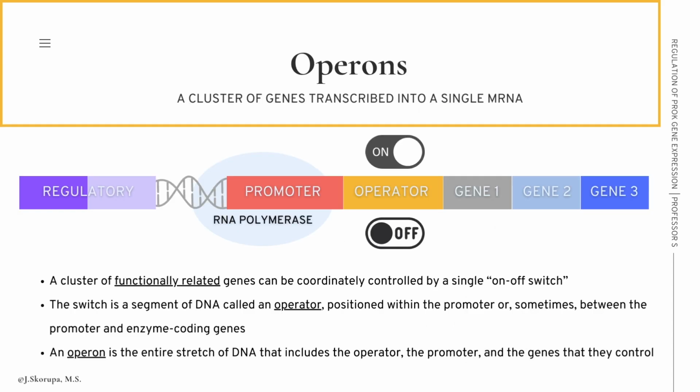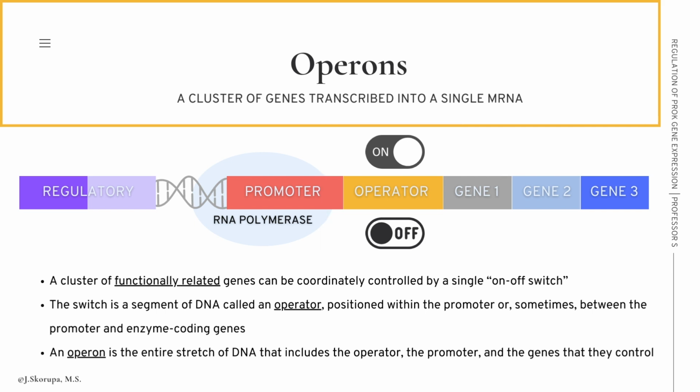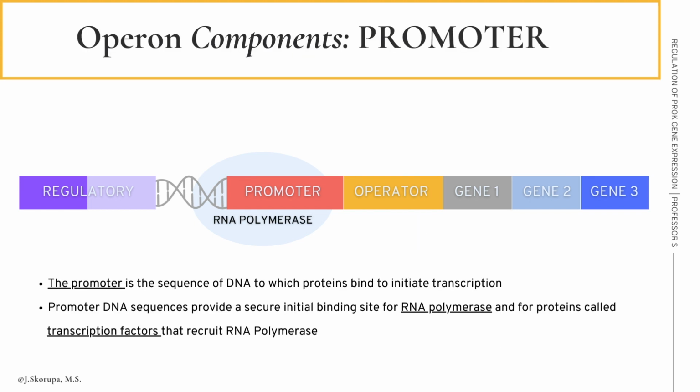The operon is simply defined as a cluster of genes transcribed into a single mRNA molecule. The beauty of operons is that the cluster of functionally related genes can be coordinately controlled by a single on-off switch. The switch is a segment of DNA called an operator, positioned within the promoter or sometimes between the promoter and genes. And as we saw in the previous slide, an operon is the entire stretch of DNA that includes the operator, the promoter, and the genes that they control. Let's get into the components now.